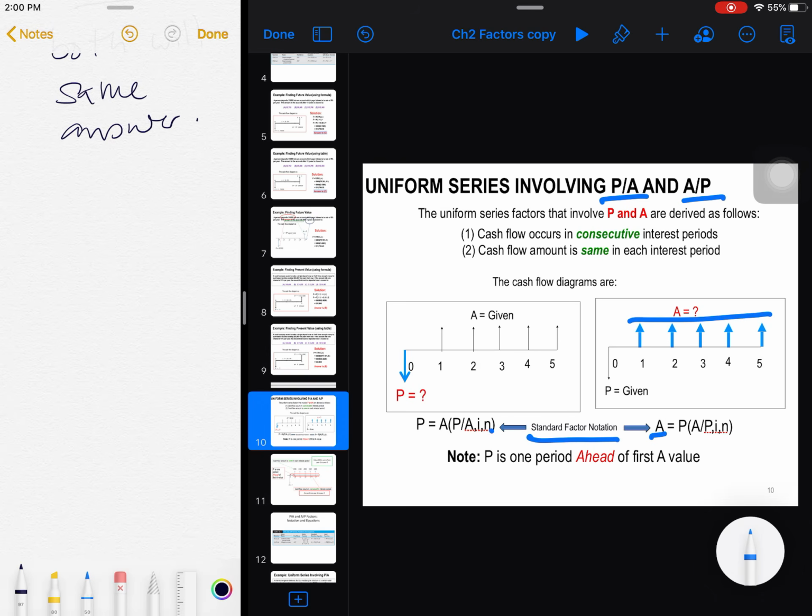Okay, if you remember what I said earlier, if you want to find P, you should put P in front of the slash, on the left side of the slash, to be able to find the notation. Now if you want to find A, you put the A value here, in front of the slash of the standard notation factor over here.